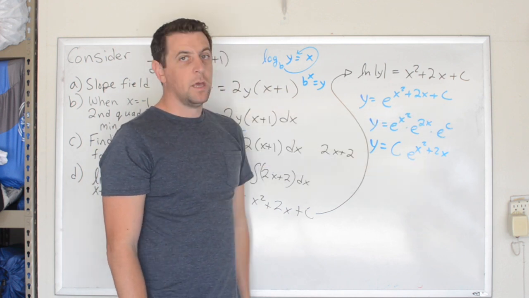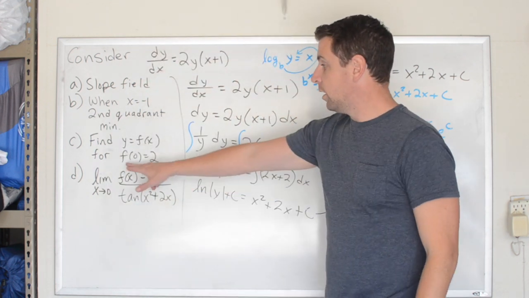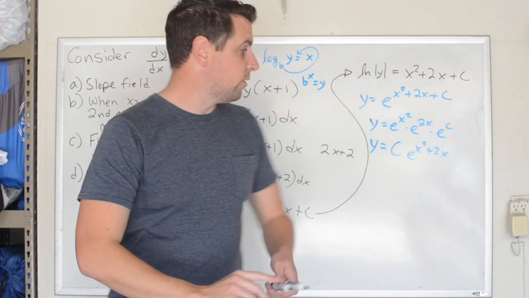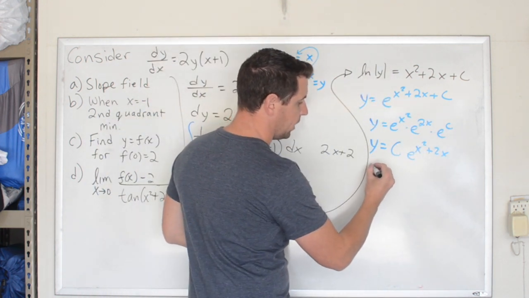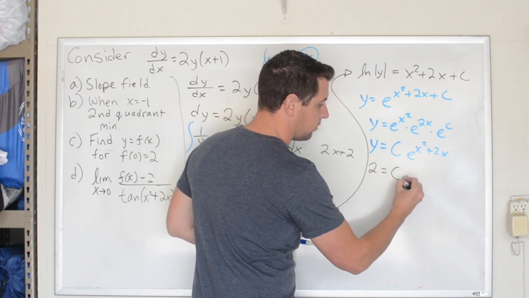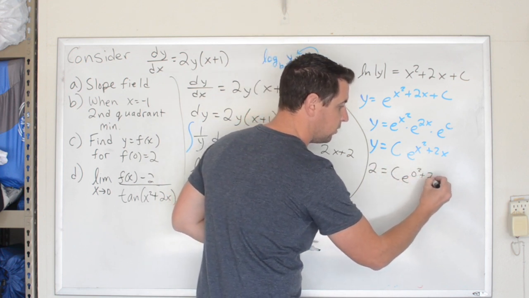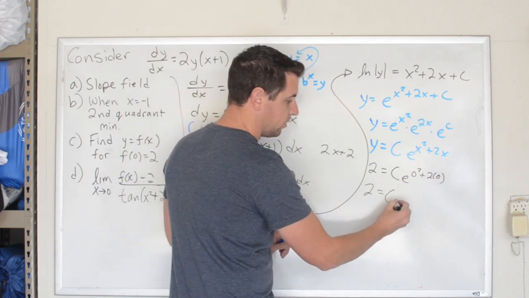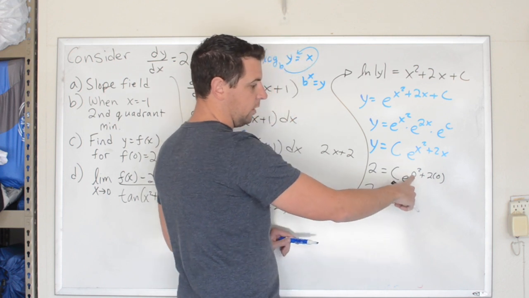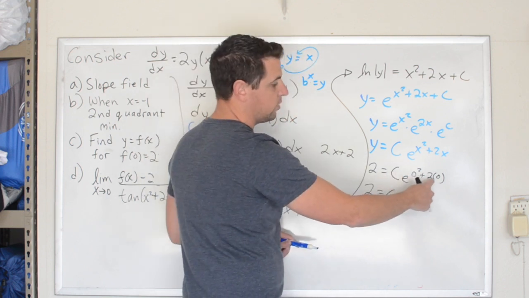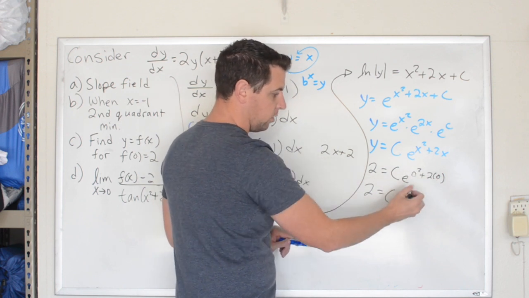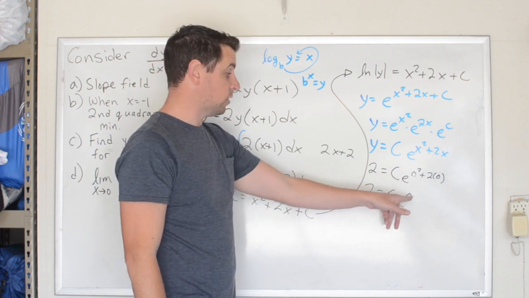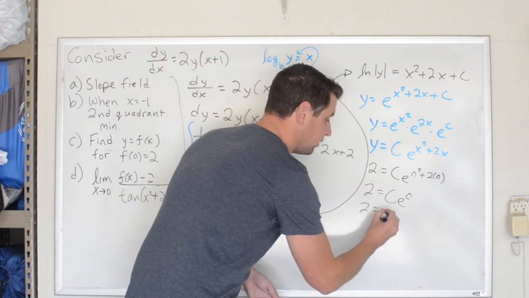Now I'm ready to take my initial condition, f of 0 is equal to 2, and put that in here. So x is 0 and y is 2. That would be 2 equals c times e raised to the 0 squared plus 2 times 0. And so I get 2 equals c times e raised to the 0 squared is 0, plus 2 times 0 is 0, 0 plus 0 is 0. E raised to the 0, like anything to the 0, is just 1. And so I get c is equal to 2.